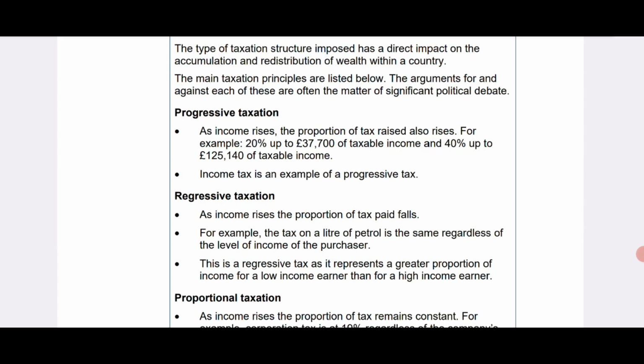Now regressive taxation: as income rises, the proportion of tax paid falls. As the income goes higher, the tax rate goes down. For example, the tax on a liter of petrol is the same regardless of the level of income of the purchaser. This is a best example of regressive taxation. It is a regressive tax as it represents a greater proportion of income for a low income earner than a high income earner.